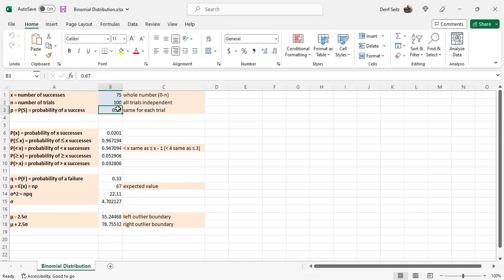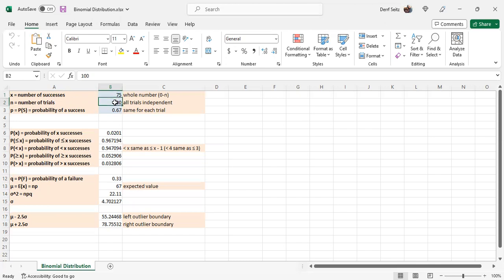You also enter the probability of success, which is the same for each trial, however you interpret what a success is. These experiments have one of two outcomes on any given trial, either a success or a failure. And x, the random variable here, represents the number of successes in those n trials.